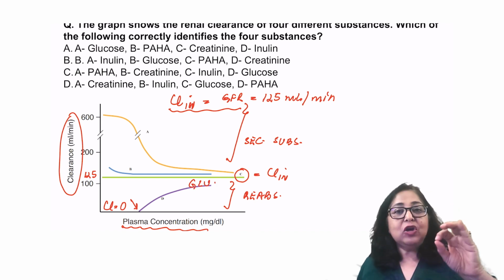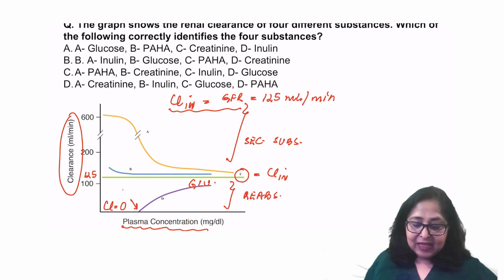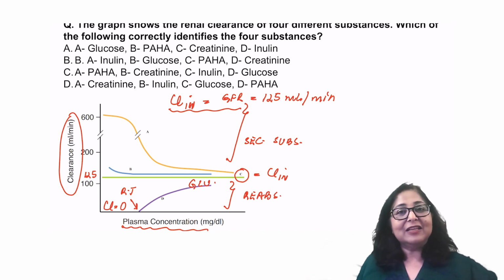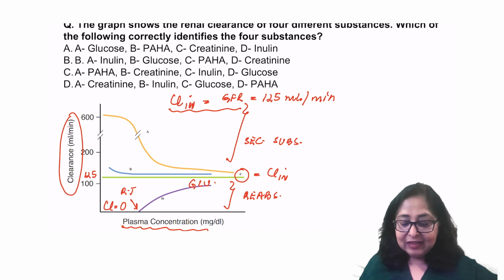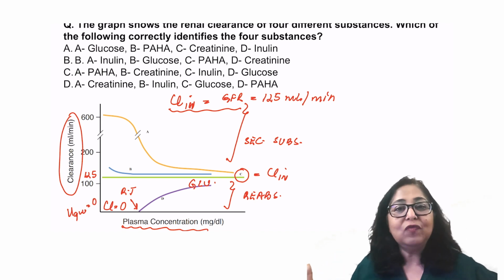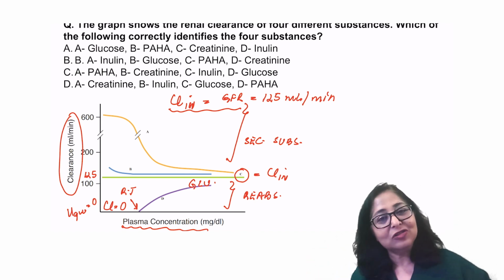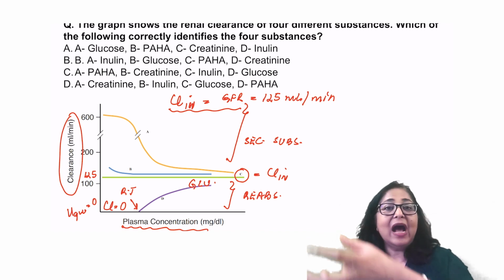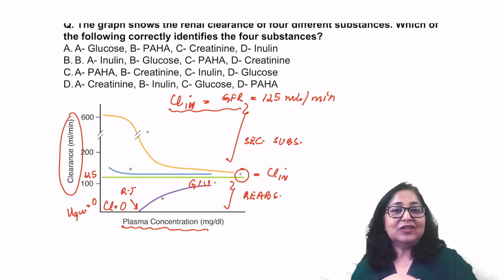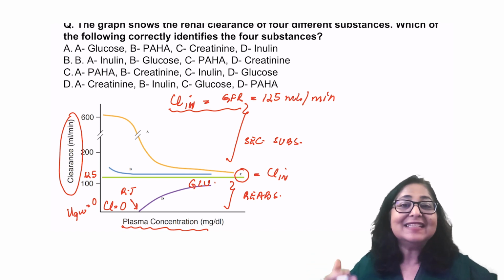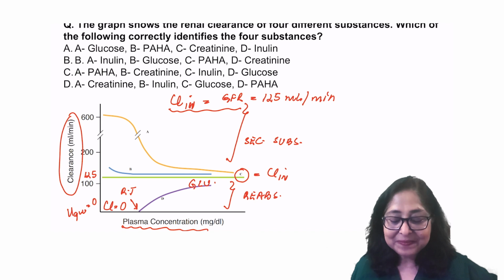Why glucose? Because below renal threshold, there is no glucose in urine. What is renal threshold? When the plasma concentration is below renal threshold, the clearance will be 0, because the urinary glucose is 0. What is clearance? UV by P. If urinary glucose is 0, clearance will also be 0. But after the plasma concentration exceeds the renal threshold, now glucose begins to appear in the urine. So now the clearance of glucose will increase but will always be lower than the clearance of inulin because at least there is some reabsorption of glucose.